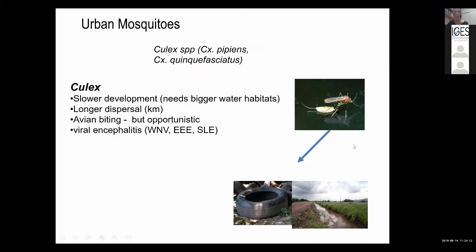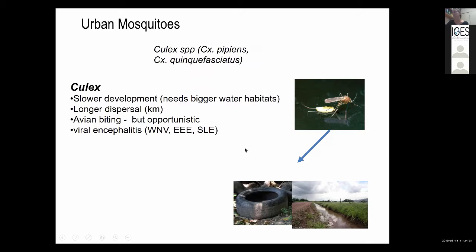They lay their eggs on water. So they don't lay their eggs on a dry surface hoping to become wet. The eggs actually have to be laid right on water, and they have to stay wet. So they don't travel via that trade route as easily. They would have to be in water the whole time. They do fly further, on the order of 1 kilometer to 2 kilometers.